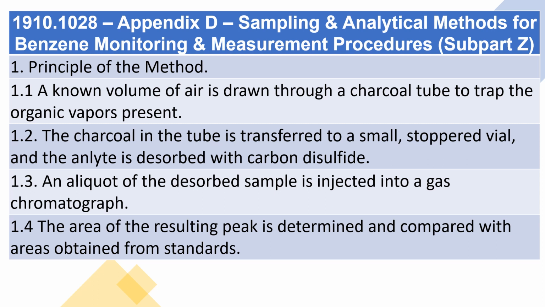1.1. A known volume of air is drawn through a charcoal tube to trap the organic vapors present. 1.2. The charcoal in the tube is transferred to a small, stoppered vial, and the analyte is desorbed with carbon disulfide. 1.3. An aliquot of the desorbed sample is injected into a gas chromatograph. 1.4. The area of the resulting peak is determined and compared with areas obtained from standards.